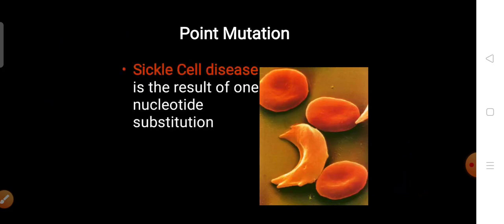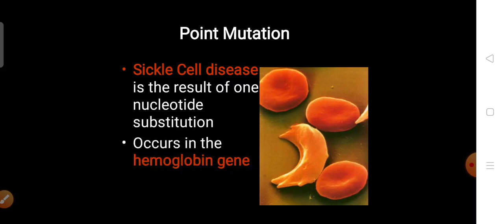Sickle cell disease is the result of one nucleotide substitution. It's a genetic problem. We say sickle cell anemia is hereditary, transmitted from one generation to another generation. Sickle cell anemia is a genetic disease. What happens in sickle cell anemia? There is a change in only one base.